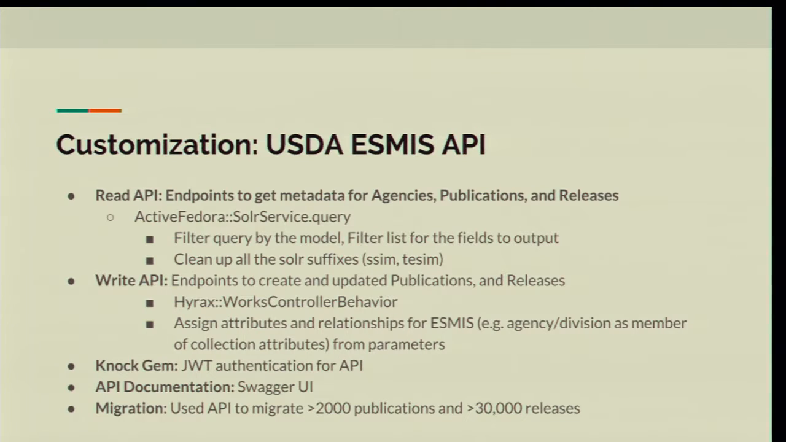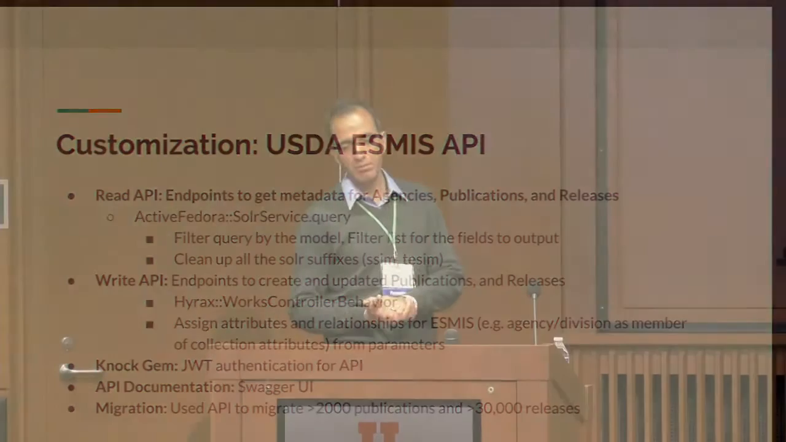For the write API, we somewhat modified the Hyrax works controller behavior that does the CRUD. We don't do all the CRUD there. We mainly focus on create and update methods. And we had to do some customization there because the agencies' systems can't really provide us with this collection information. So they can provide us with a parameter, and we have to figure out which agency or which division it is. So there's some logic there, or associating a release with a publication. But it's really basic.